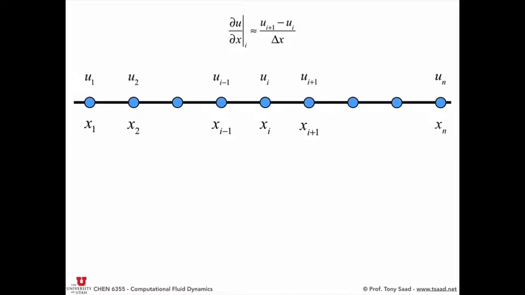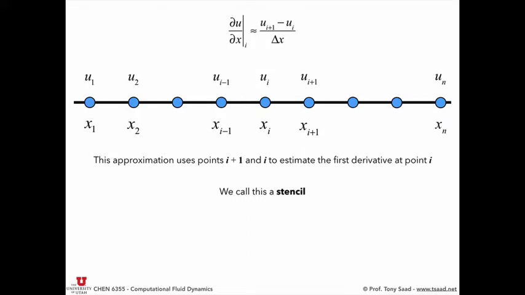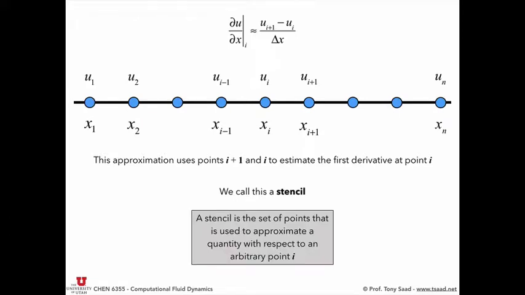So then the derivative, by the definition that we saw earlier, is given by the derivative at point i, so essentially du/dx at point xi, is u at xi plus 1, or ui plus 1, minus ui, over delta x. So you can kind of simplify the notation quite a bit in your mind. Now, this approximation uses points i plus 1 and point i to get the derivative at point i. We call this a stencil. So essentially, what's a stencil? It's the set of points that are involved in your approximation. So in this case, our stencil is points i plus 1 and point i.